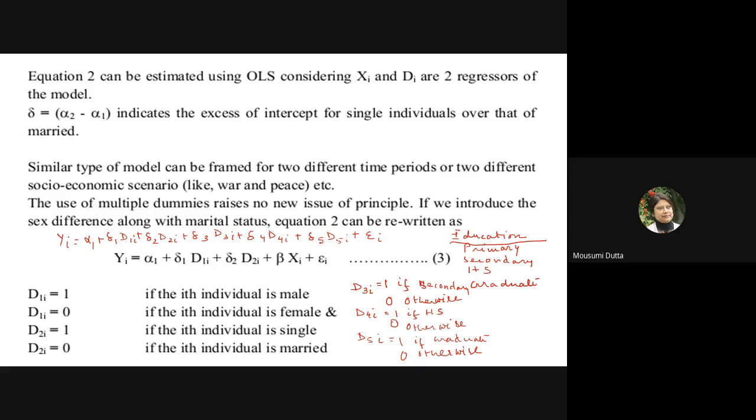This one? Yes, ma'am. So on this slide, ma'am, you said that if D4I is equal to 1, then D3I and D5I will be equal to 0, right? Yes. Ma'am, but if D4I equals 1, shouldn't D3I also be equal to 1 because he has already come past the secondary level, right? We are considering all the groups to be mutually exclusive.